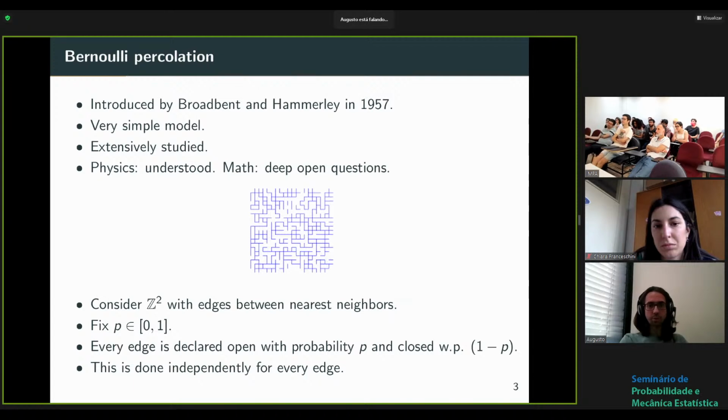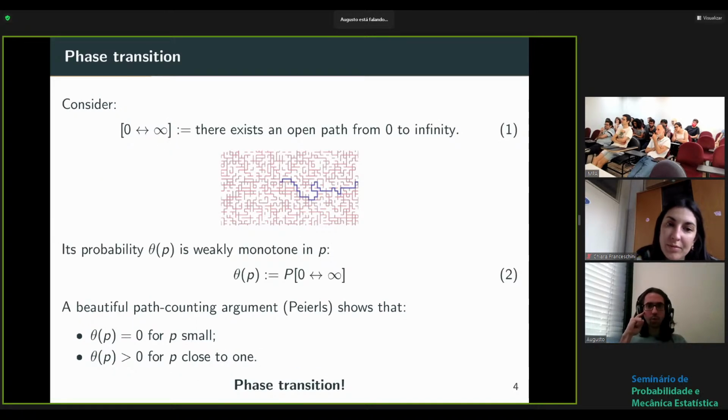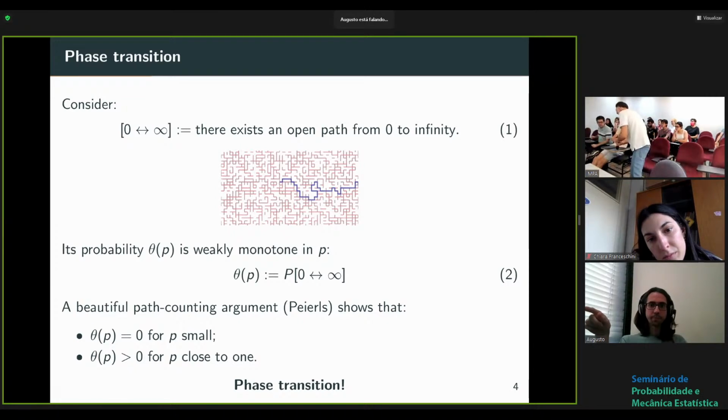So start with the Z2 graph. Just take the points in Z2 and join them by edges when they are nearest neighbors. Then we fix a parameter p that's going to govern the density of connections. For every edge, independently of one another, we toss a coin, and with probability p, we keep the edge, and with probability 1 minus p, we close it. So this gives rise to a random graph. You can see there a little sample in a square. We're going to be interested in the connectivity properties of this graph. More precisely, let's stick to this quantity here. We're going to study the event that the origin is connected to infinity, meaning you can find an infinite self-avoiding path that only crosses open edges and starts from the origin.